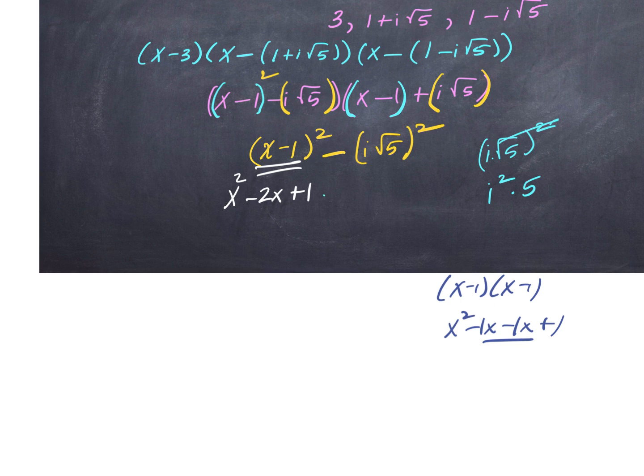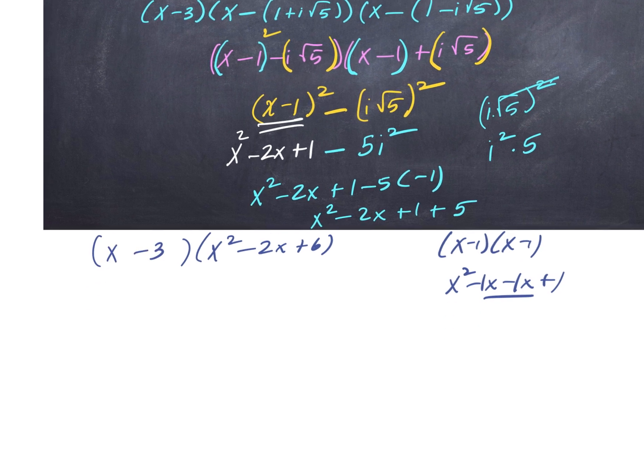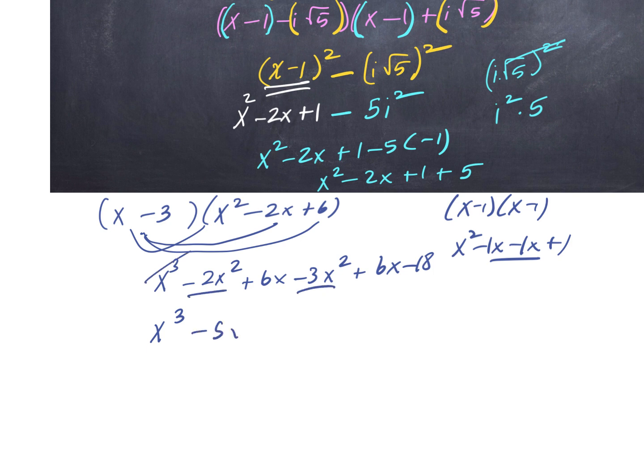Okay, so it's this minus 5i squared. i squared is negative 1, so we get x squared minus 2x plus 1 minus 5 times negative 1. So we get x squared minus 2x plus 1 plus 5. I end up with x squared minus 2x plus 6, and then we're going to multiply that by x minus 3. So we get x cubed minus 2x squared plus 6x. I'm just FOILing. This times this, that, that. And then we've got minus 3x squared plus 6x minus 18. So I've got x cubed, I get minus 5x squared plus 12x minus 18.